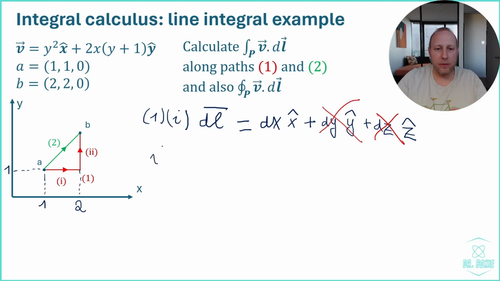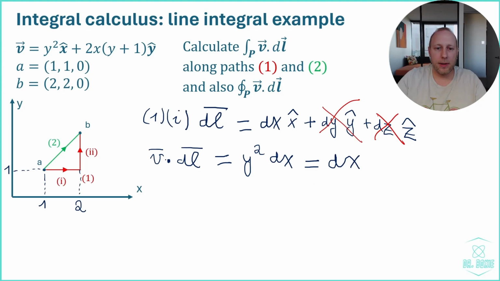So if we want to calculate now V dot dl, remember that one of the ways to calculate a dot product is to multiply their x components together plus multiplying the y components plus multiplying the z components. But the y and the z components of dl are both 0, so we're left with the multiplication of the x component of V, which is y squared, with the x component of dl, which is dx. And in this very first part, the value of y is a constant value of 1, so we can just plug in 1 for y and we get 1 squared dx, which is simply dx.